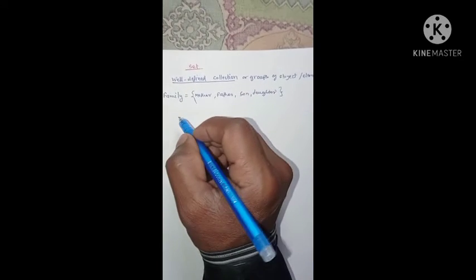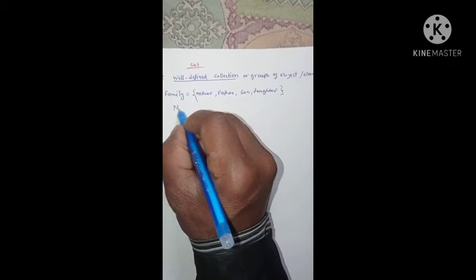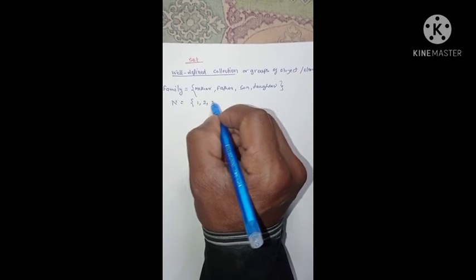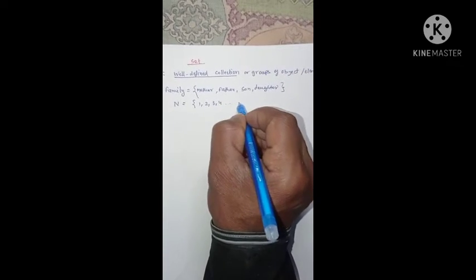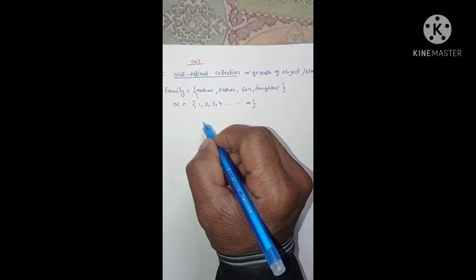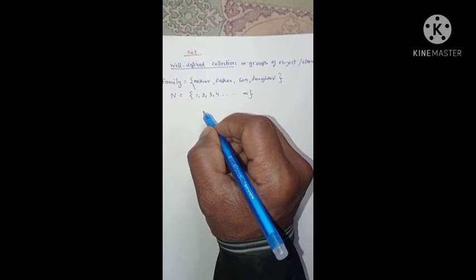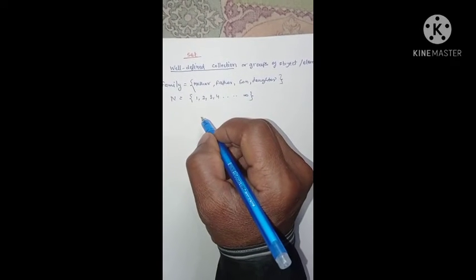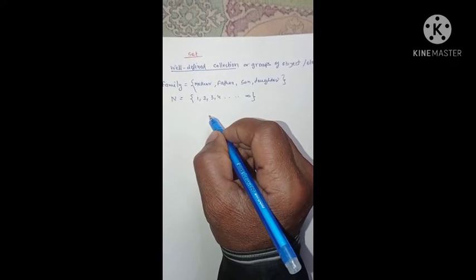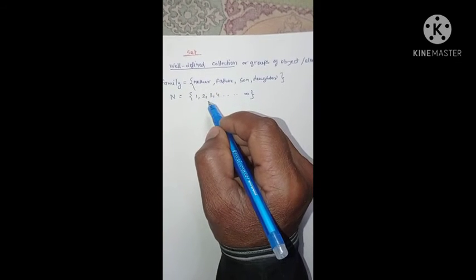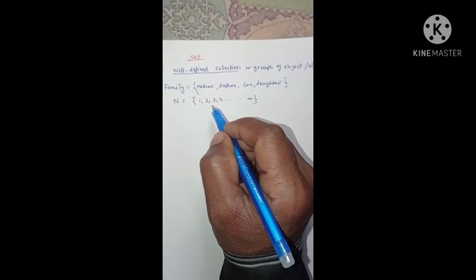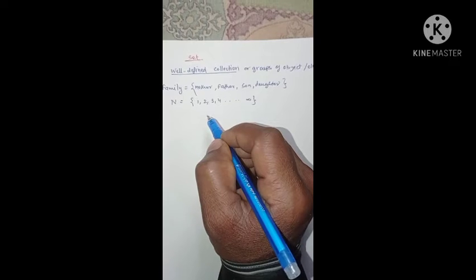Take another example, like numbers. Take natural numbers. What are the natural numbers? 1, 2, 3, 4, up to infinity. So natural numbers are also defined as a particular set of numbers from 1 to infinity. So you can say that natural numbers are a set. But we have to see that it should be a well-defined collection. Otherwise, no random collection can be a set. So this is the set.